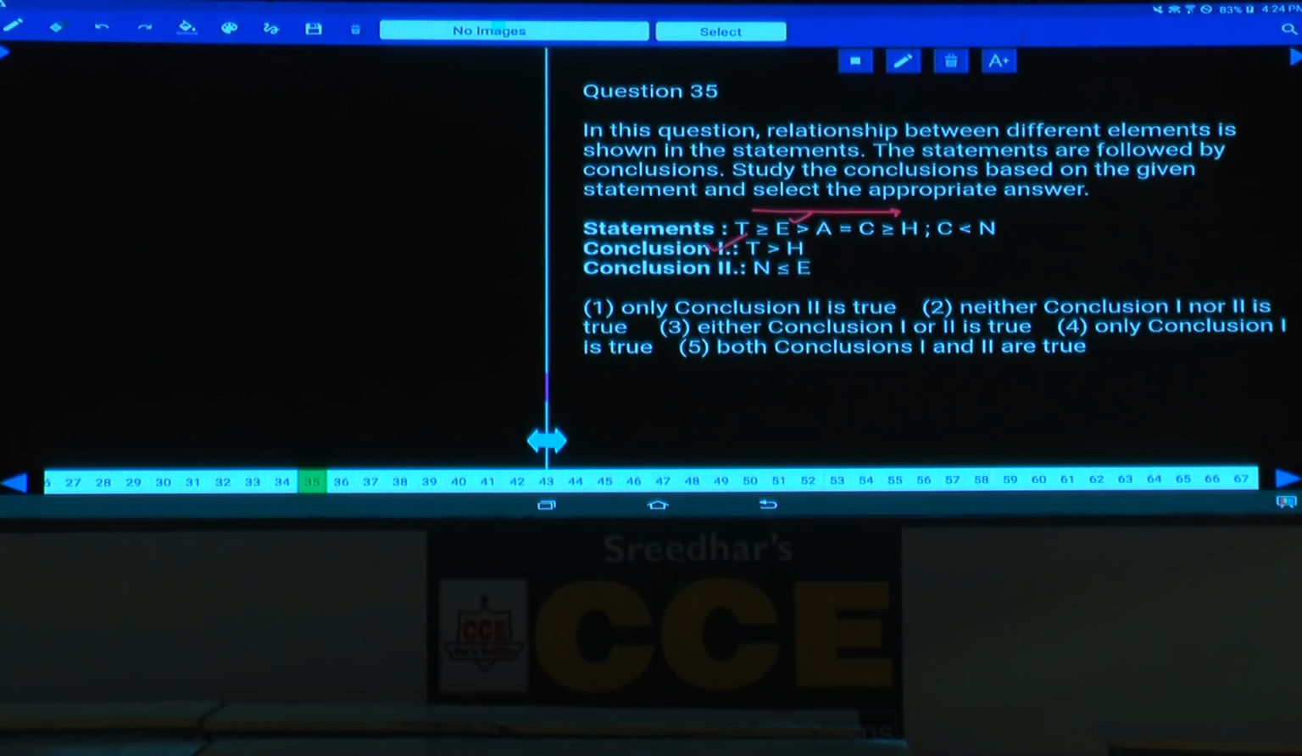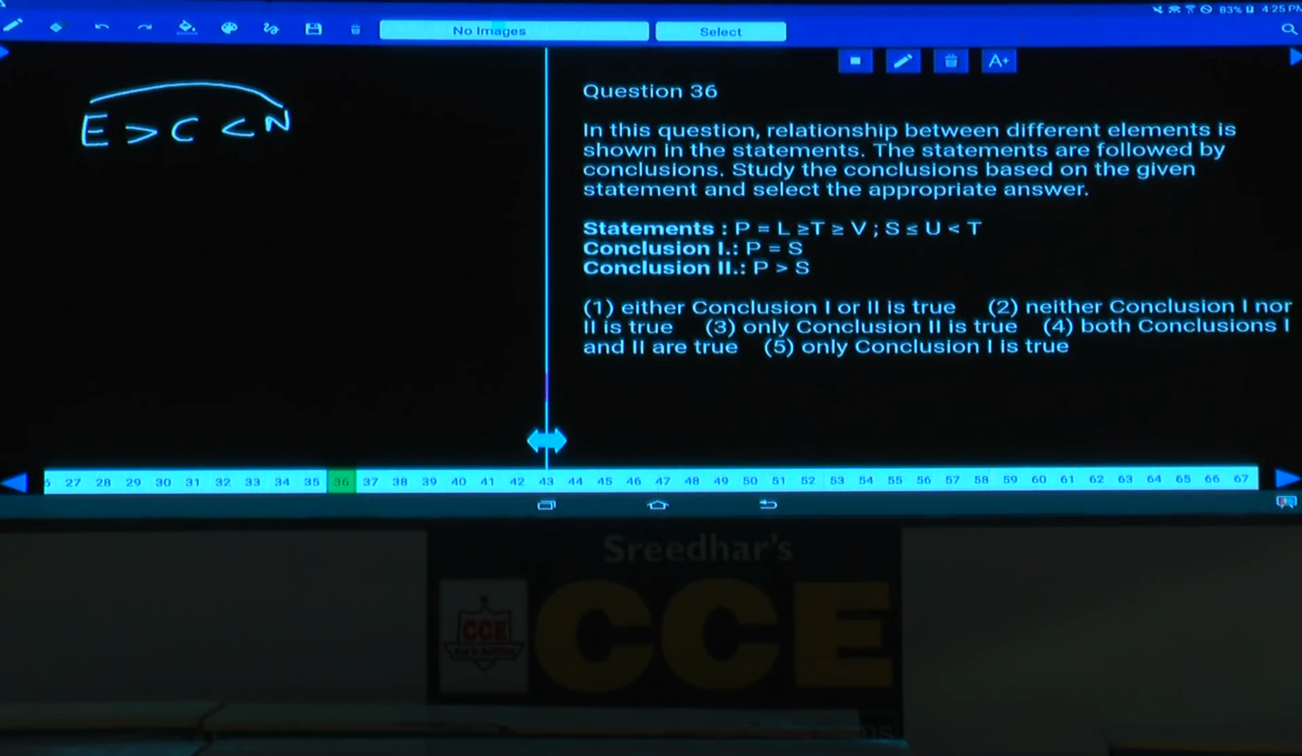Then coming to the next one, N and E. Now, what is the letter which is common between these two? E greater than C and C lesser than N. Now, between E and N, there is one greater than and one lesser than. Hence, no conclusion can be drawn. Only conclusion 1 follows, that is choice 4.